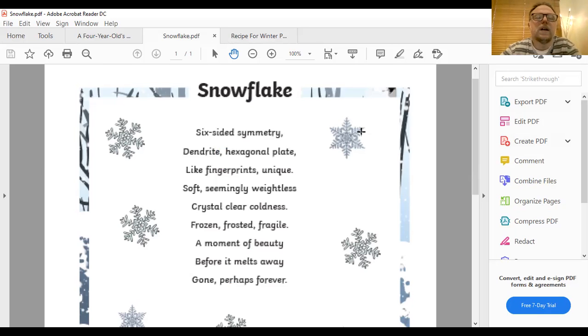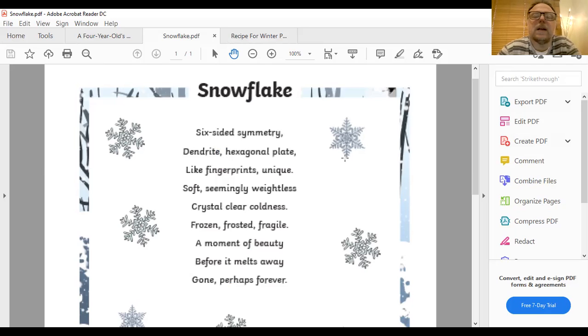6-sided symmetry, because a snowflake, it would appear from the illustrations, does have six lots of symmetry sometimes, and that's got alliteration, hasn't it? 6-sided symmetry. I think he's done that for effect. Hexagonal plates. Ooh, how many sides does a hexagon have? It's got 6 as well, hasn't it? Because the X in hex and the X in 6, that's how I remember. So they're describing their shape again.